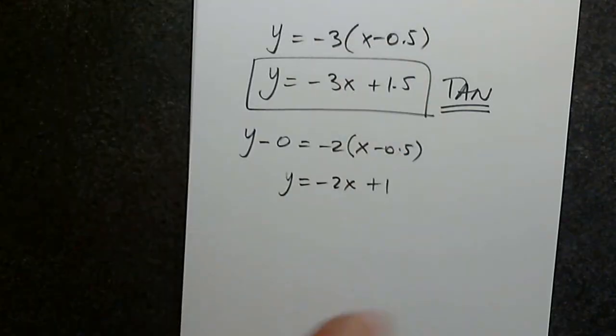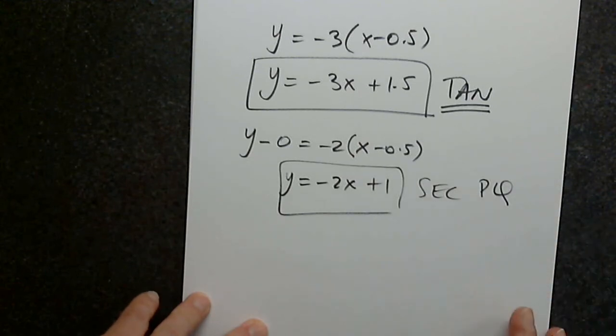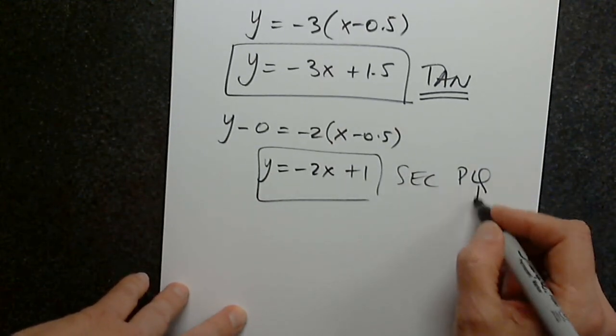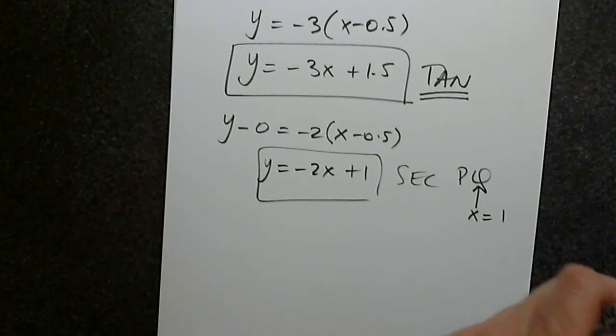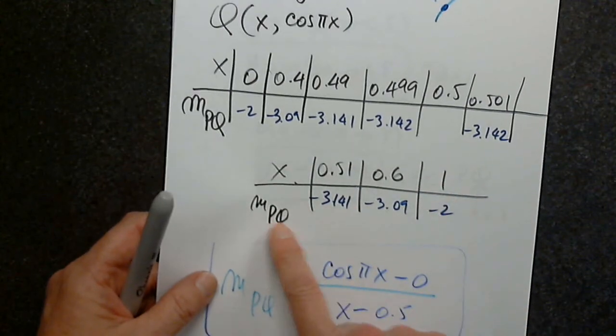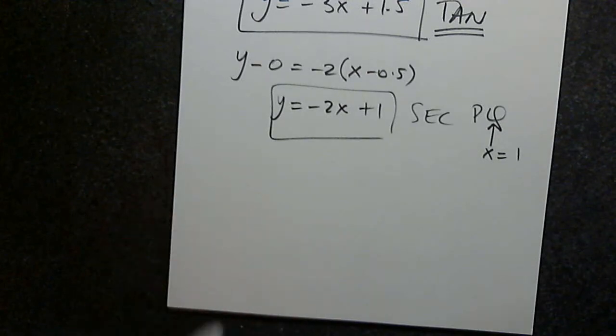So this is a secant line. Secant PQ. Where P is the same, but the x-coordinate of Q is 1. And you just picked a random x? No. X is 1. Okay. X is 1, and the slope is -2. I picked a random secant from all those, the one with the easiest slope.